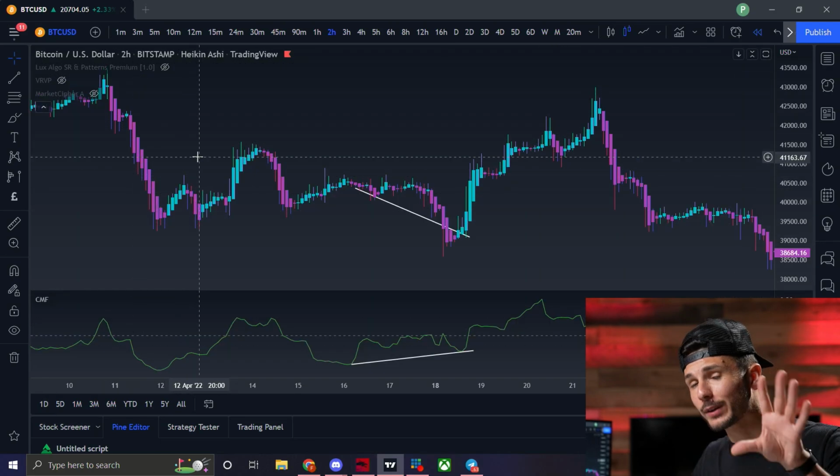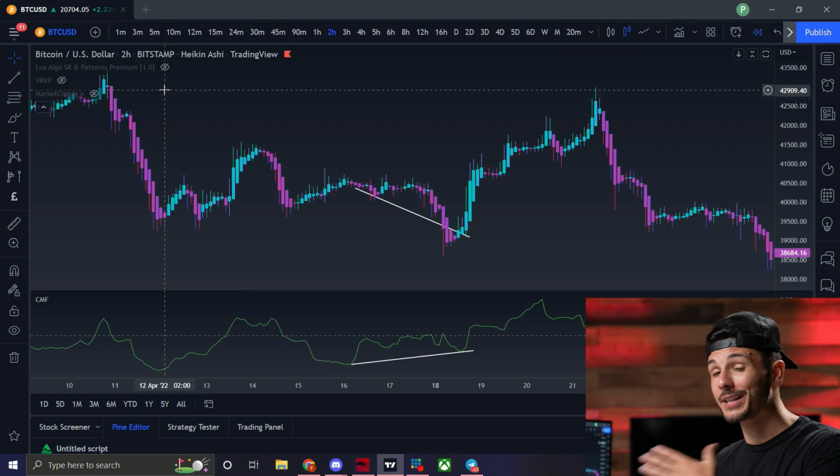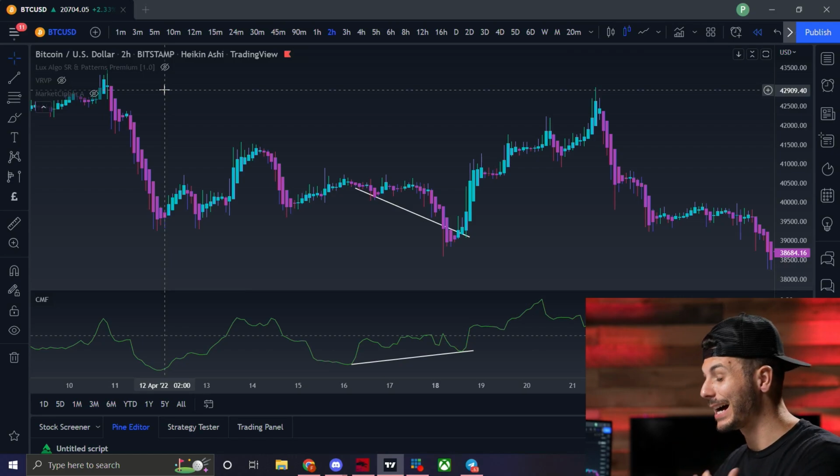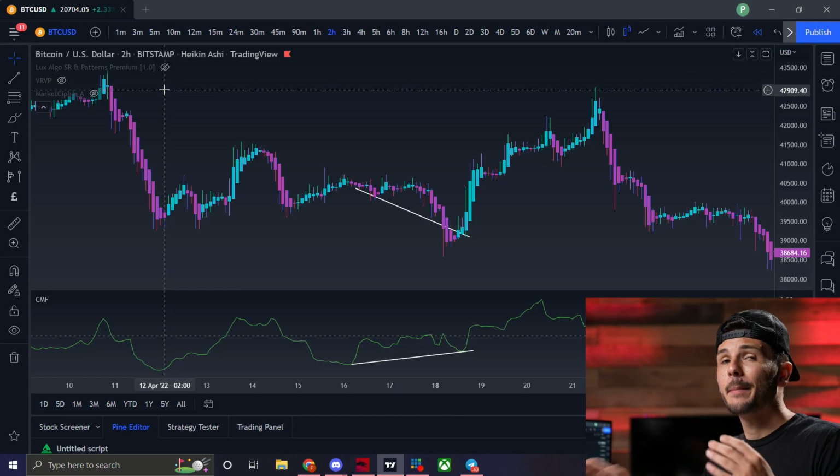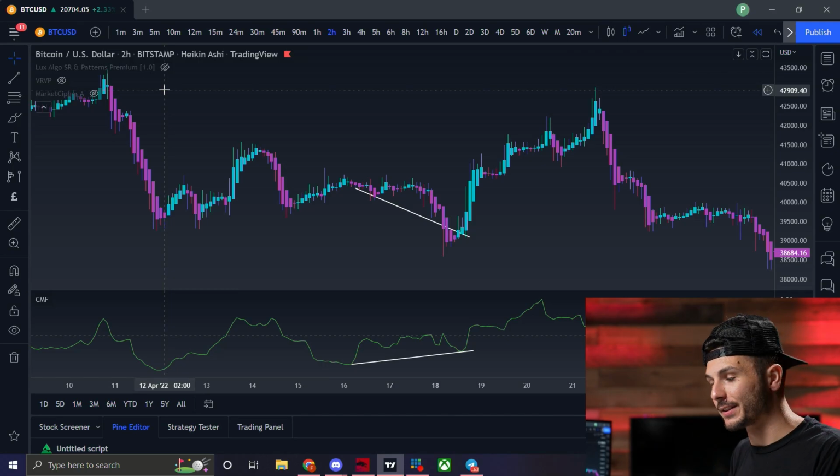So again, just really want to hammer home that point of using confirmations, whether that's with the RSI, MACD, Market Cipher A, Lux Algo, whatever it be, please use your confirmations.